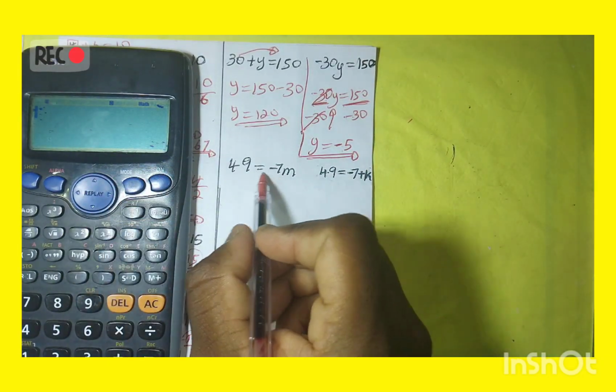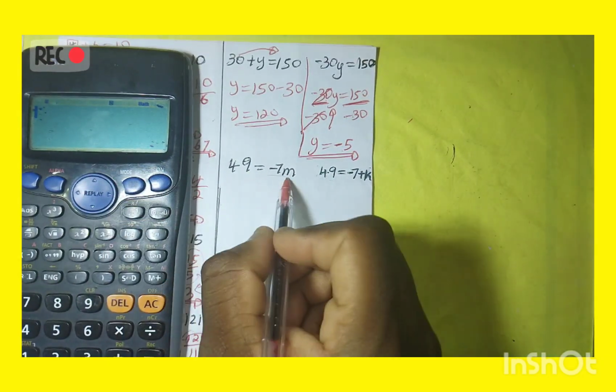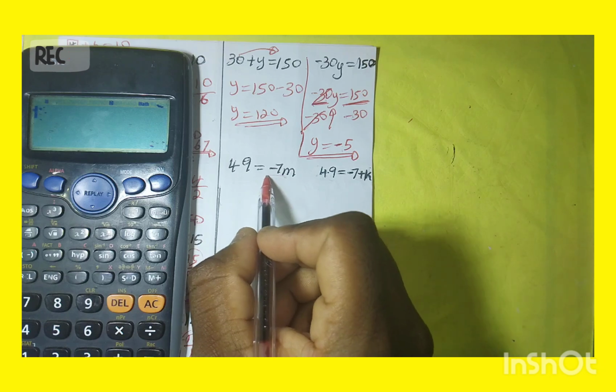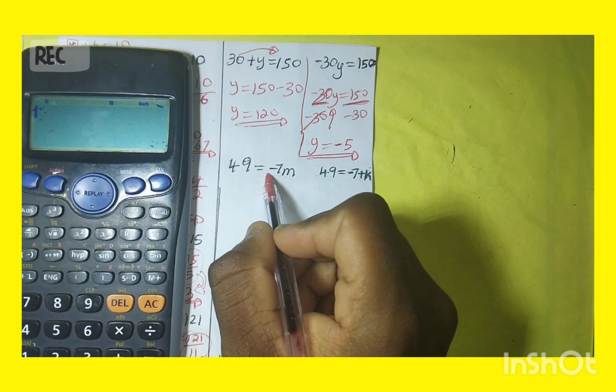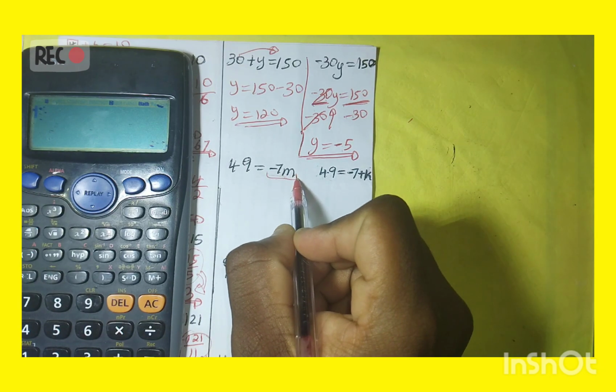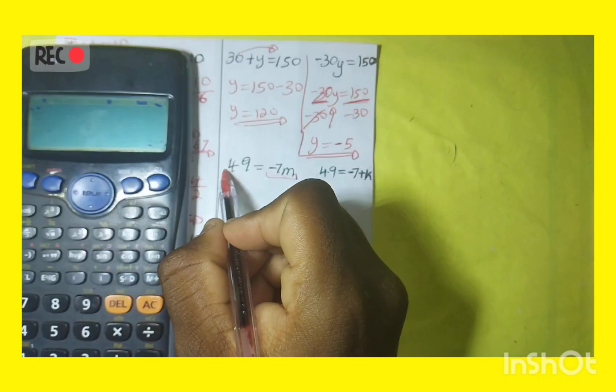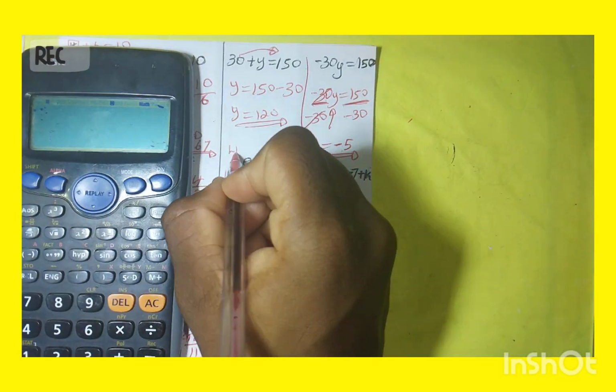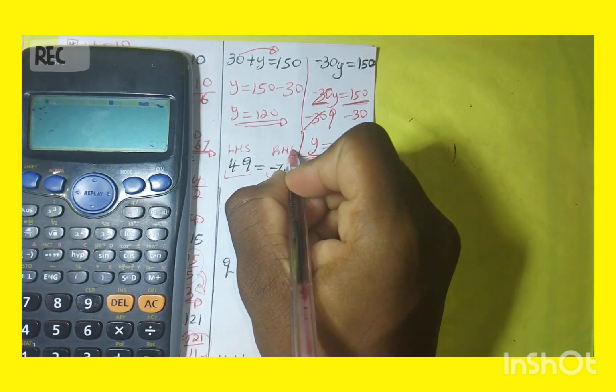This one, take note now. This one then. Do you see the way they gave you? Your unknown value is on that side there. So what you can do there, here we got two sides. We got left hand side, right hand side.